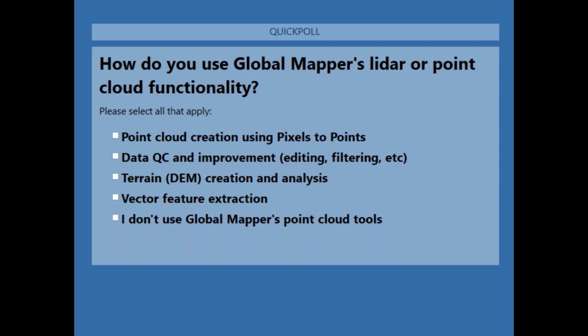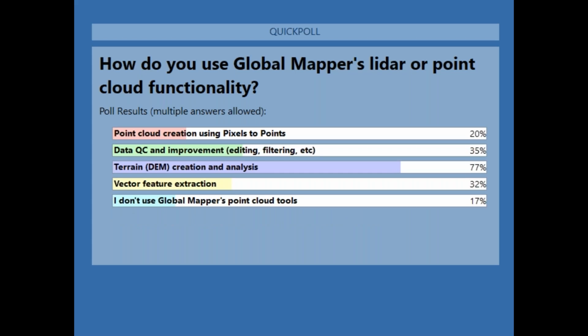Okay, it looks like things are slowing down on the poll. About 80% of us have voted. So I'm going to go ahead and close this and share it up here for a second so everybody can see the results. Again, pretty strong in favor of terrain data analysis with a good split between vector feature extraction and data QC. Really some good use all over the board there. Even a few people who aren't yet using Global Mapper's point cloud tools. Hopefully today inspires you to take a look at those. And that is a good segue.